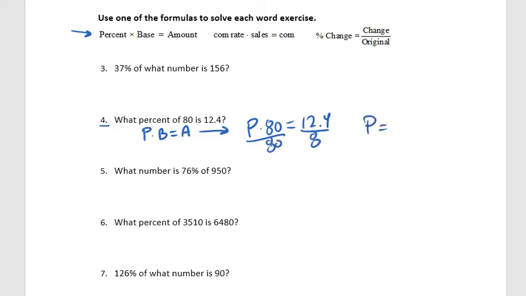And I'm going to get a decimal number here. So I go ahead and do that division. 12.4 divided by 80 gives me 0.155. So this is what I got when I put that into my calculator. I want to turn that now into a percent by moving the decimal 2 places to the right. Remember, percent always looks bigger. So it's going to be 15.5%.